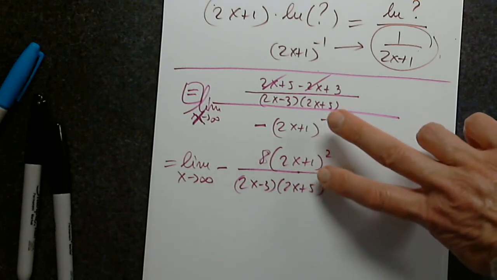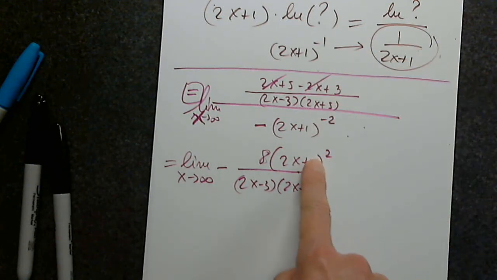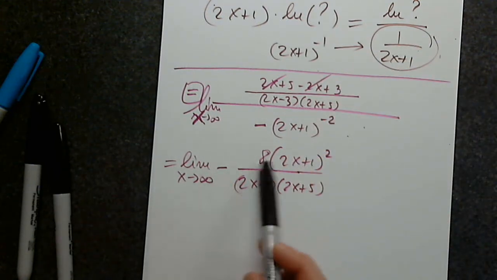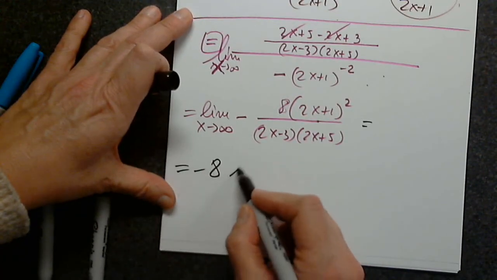Because I have 1 over (2x plus 1) squared, which I flip. I'll take the negative 8. It's in the way. I don't care for it. I'll take it outside.